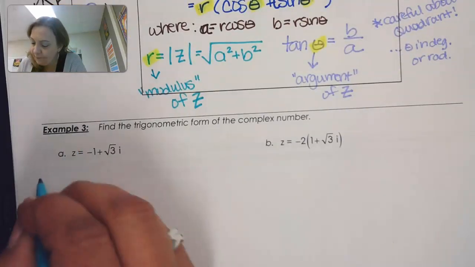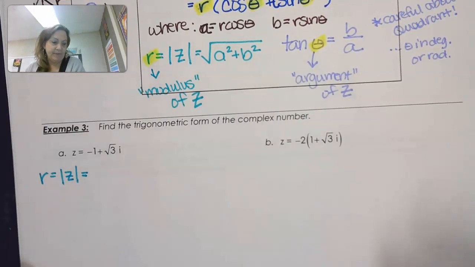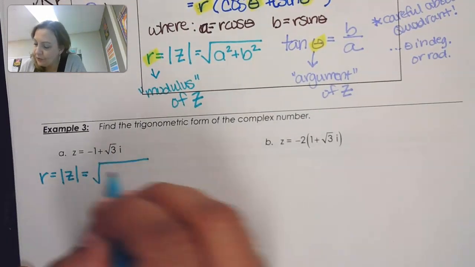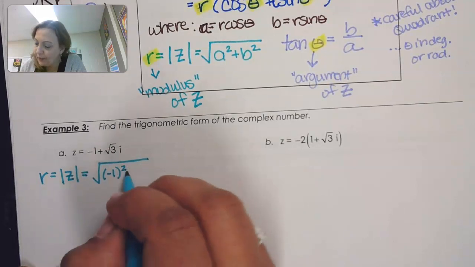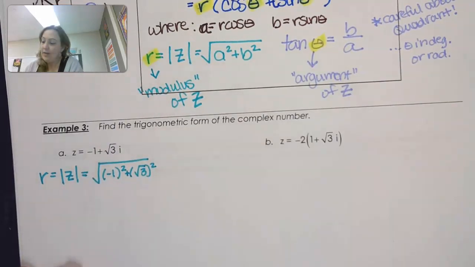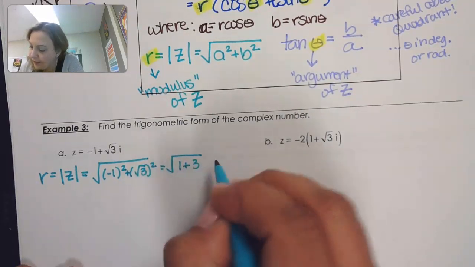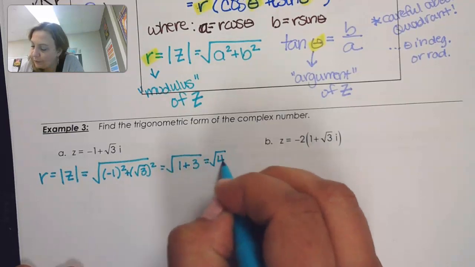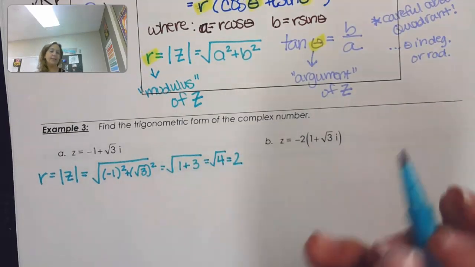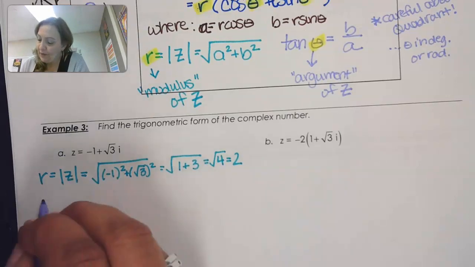Our R, remember, is the absolute value of Z, which we said is going to be the square root of A squared plus B squared. So that gives me the square root of 1 plus 3, which is the square root of 4, which is 2. That's super pretty. It's not always pretty, but in this case, it's really nice. Okay. So now let's look for theta.